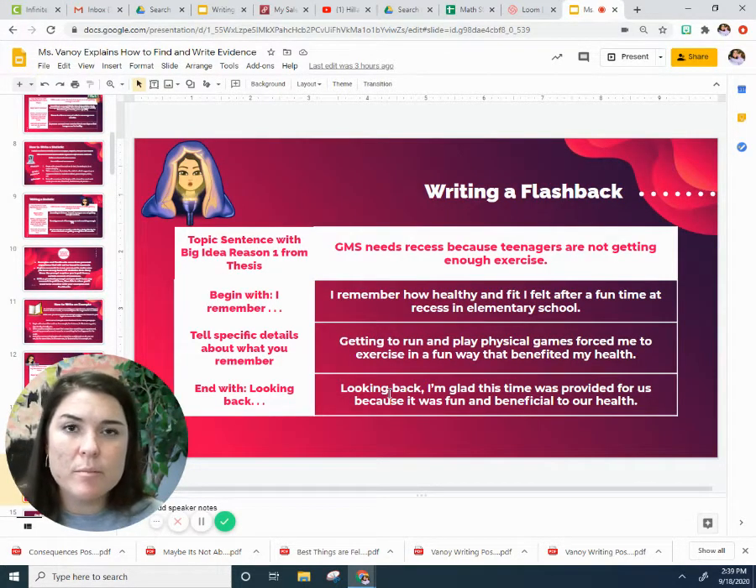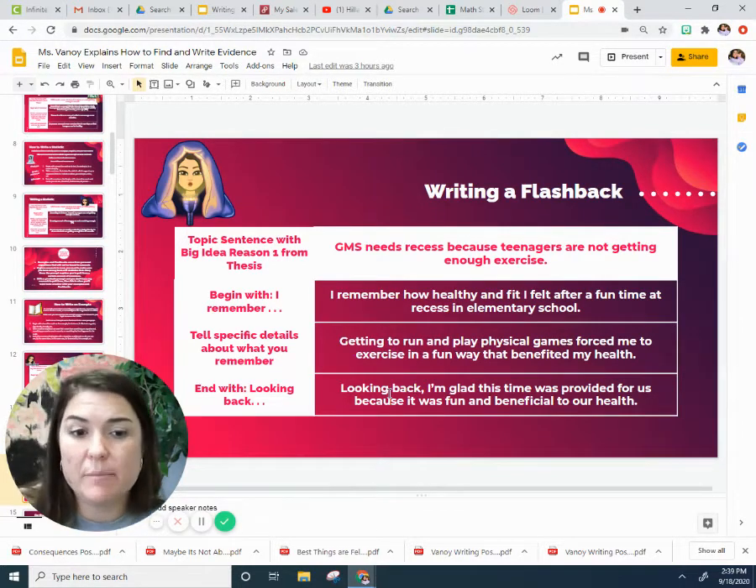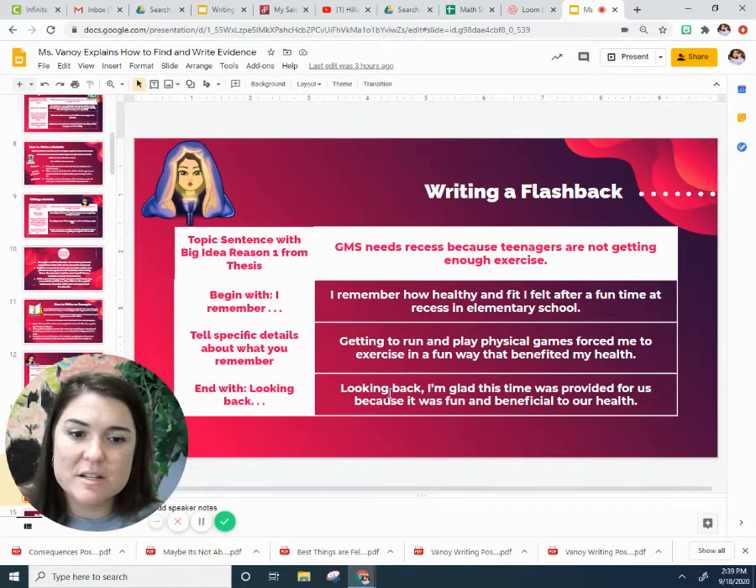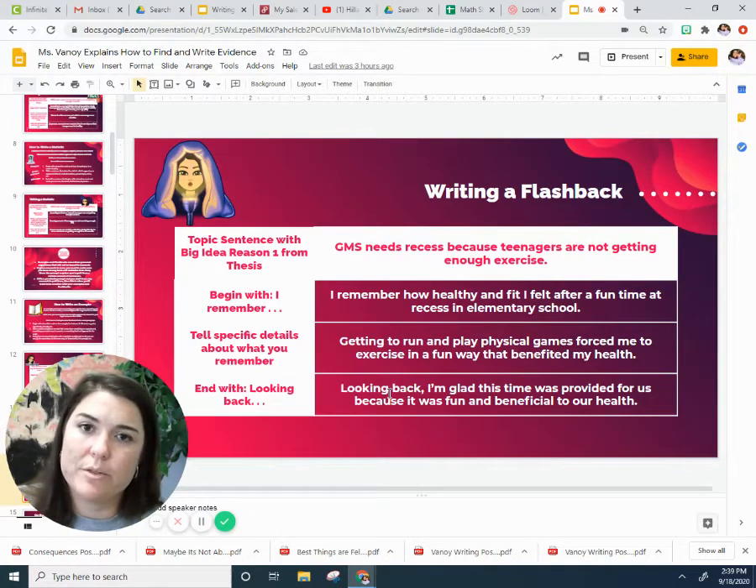An example of that would be, I remember how healthy and fit I felt after a fun time at recess in elementary school. Getting to run and play physical games forced me to exercise in a fun way that benefited my health. So I elaborated on that. I could have even put in a transition of, this shows that getting to run and play physical games. You can add those transitions if that helps you more. And then I'm going to end with that reflection. Looking back, I'm glad this time was provided for us because it was fun and beneficial to our health.